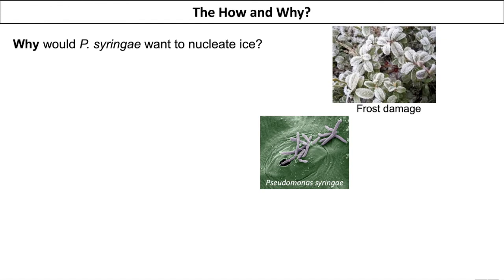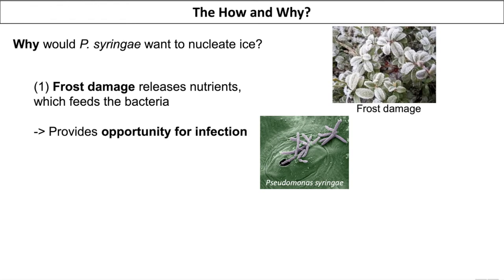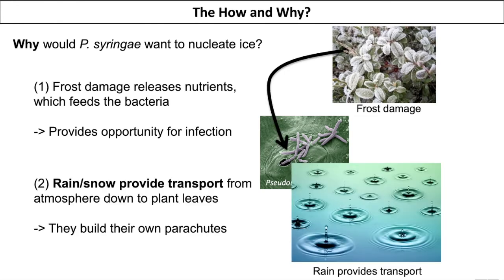Okay, so let's get into a couple of questions about how and why. So the question of why is going to be, why would Pseudomonas syringae want to nucleate ice? What's the benefit for this little bacterium? Well, the frost damage to plant leaves is going to release nutrients, and those nutrients feed the bacteria that allows the bacteria to grow, and the frost damage provides an opportunity for infection. The rain-snow condensation provides a mechanism of transport for the organism.